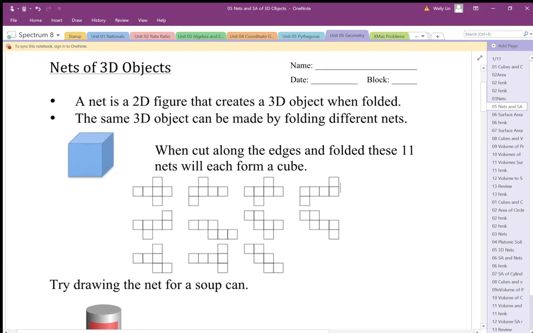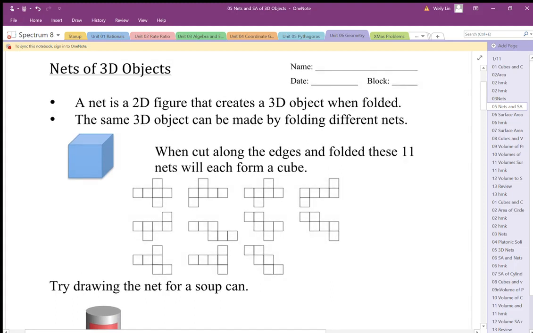Okay, so today's lesson is on drawing nets of 3D objects like we did the other day, but we're also going to calculate the surface area of these nets. Okay, so basically a net again is when we can take a 3D shape, a 3D object, and flatten it out. So this is a cube. We can draw 11 different nets for this cube, and all of these nets will fold back into a cube.